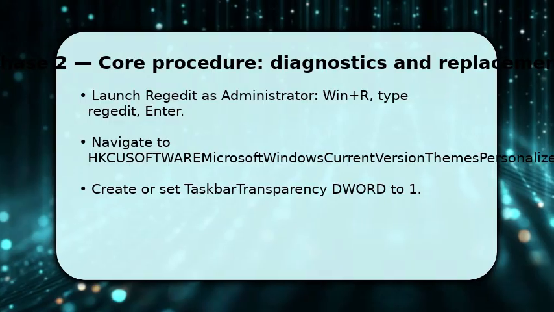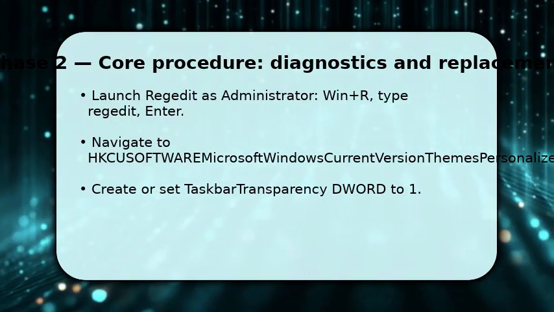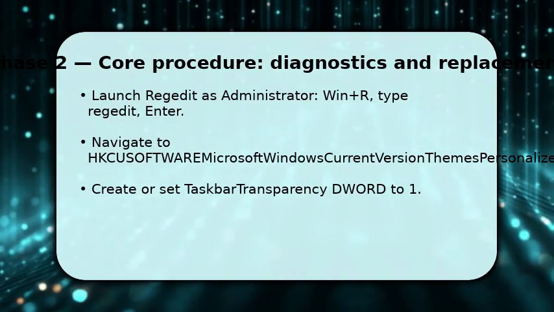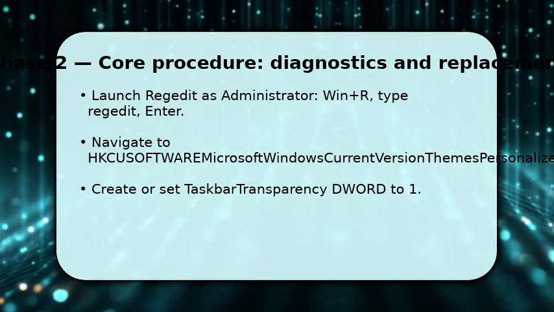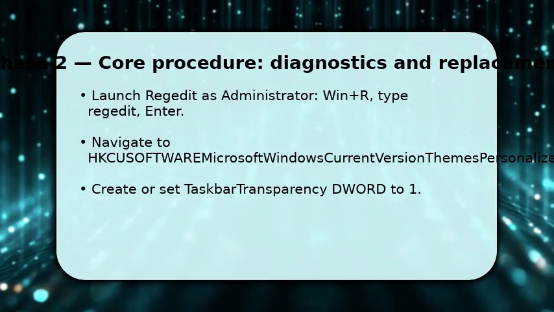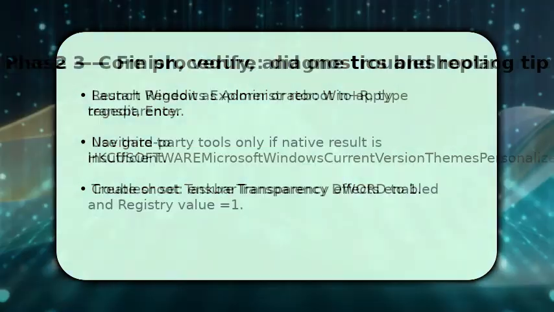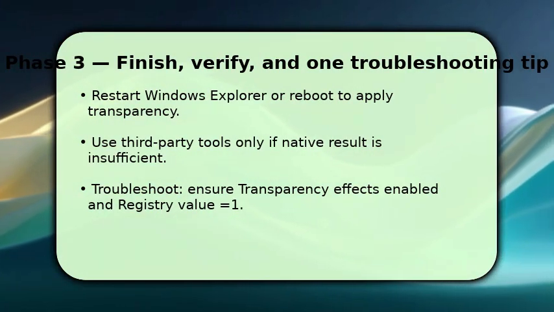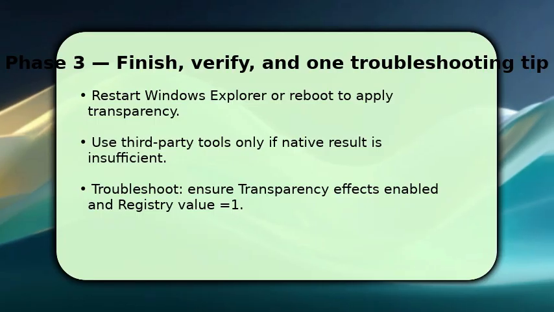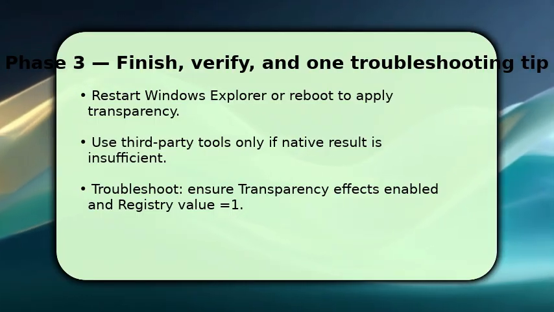1. This tells Windows to apply transparency to the taskbar. Once set, close Regedit and sign out or restart Explorer so the change takes effect. If you prefer reversible changes, export the key first. To finish, restart Windows Explorer or reboot the PC so your registry change applies to the taskbar.